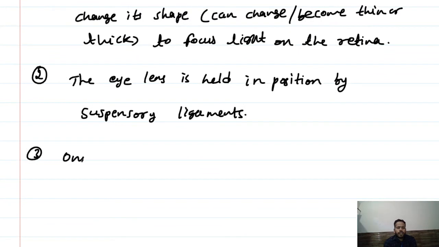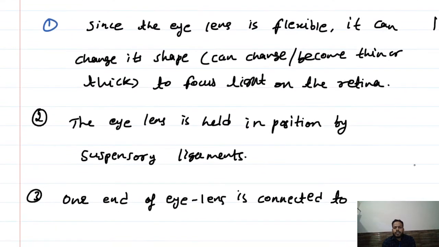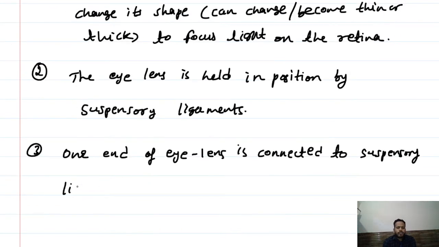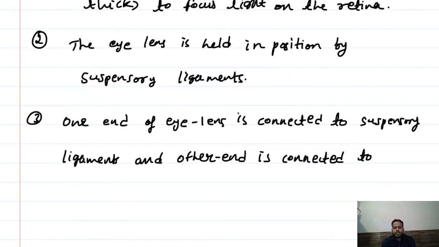So we can write: one end of the eye lens is connected to suspensory ligaments, and the other end is connected to ciliary muscles. So this is again very important.